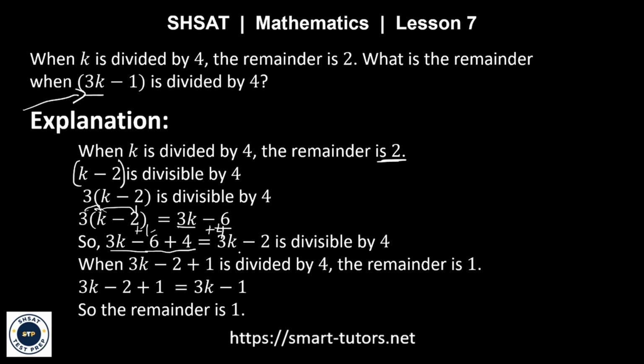So now we have 3k minus 2, and the way to make 3k minus 2 into 3k minus 1 is to add 1, because minus 2 plus 1 would give us minus 1. And so since this is divisible by 4, and we added the 1 in order to make it into 3k minus 1, that means 3k minus 1 must give a remainder of 1 when it is divided by 4.